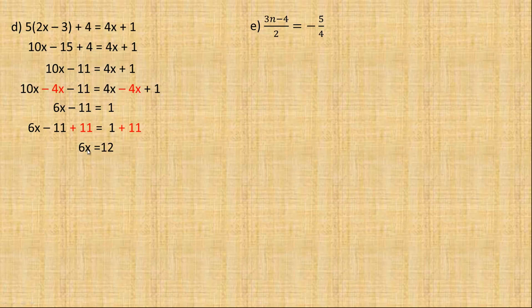So 6 times x is 12. I want to know what x is, though. So see, the 6x again means 6 times x. So I would divide both sides by 6 to get the x alone. So these 6's will divide out. So x would be 2.